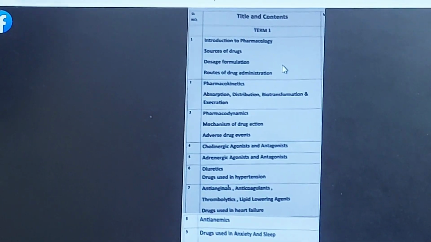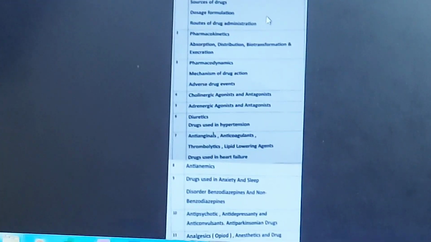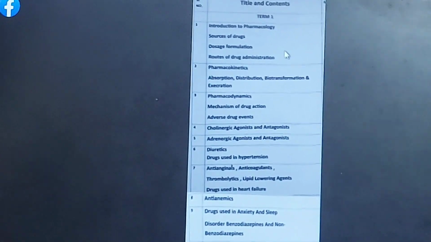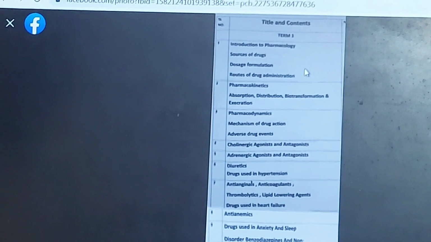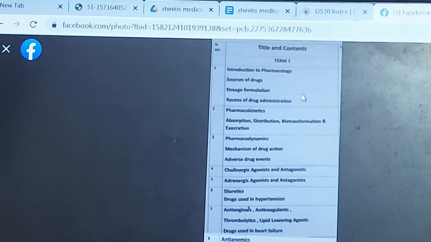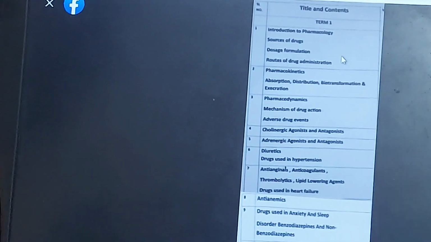Wherever you read pharmacology, you have to have some knowledge about the dynamics of drugs. That means how the drug works and what the adverse effects are. These are the things of pharmacodynamics. And pharmacokinetics is the absorption, distribution and excretion of drugs. These are the general topics. And some special topics are autonomic pharmacology, CNS pharmacology, cardiovascular pharmacology. There are some different topics here.